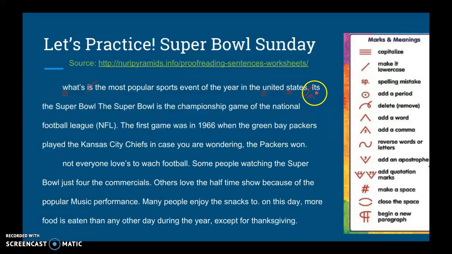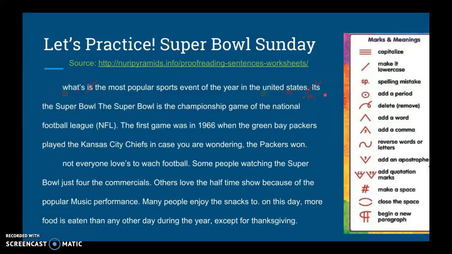Let's move on to the next sentence. "It's the Super Bowl. The Super Bowl is the championship game of the National Football League." That's a pretty long sentence. I think we need to separate it into a couple different parts. But let's look at this first word, "it's." This word is meaning "it is," so it really needs to be a contraction. So what do you think we need to add to this word to make it a contraction?